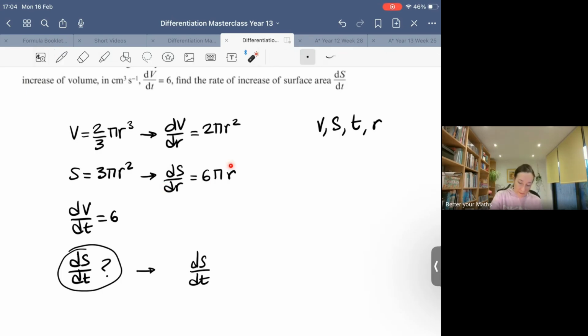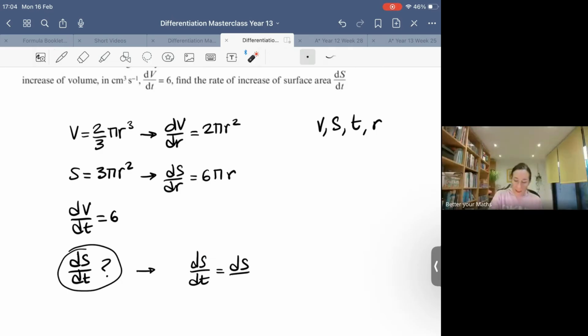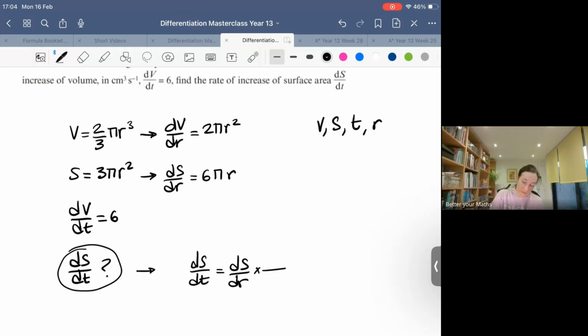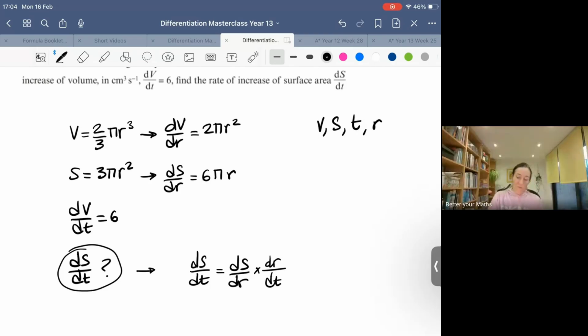So look what I know. Anatrika, you tell me. You're writing there, so tell me, please. Is it going to be ds over dt equals dv over dt times ds over dv? This one has to be the same as this one, so it cannot be dv. So it has to be, yes, with respect to what? Oh, I have one here. Is it over dr? And then is it times dr over dt? Exactly. So that's one chain rule.